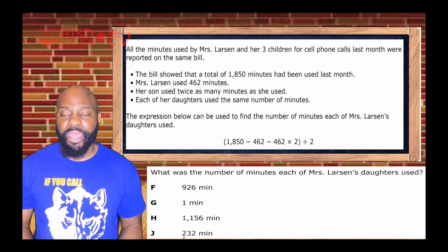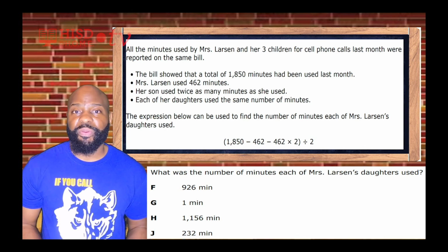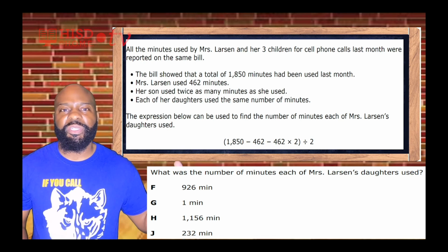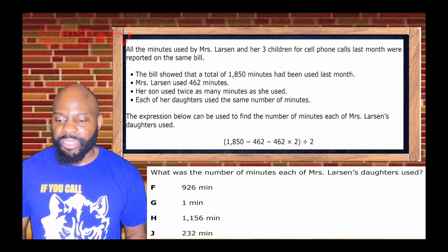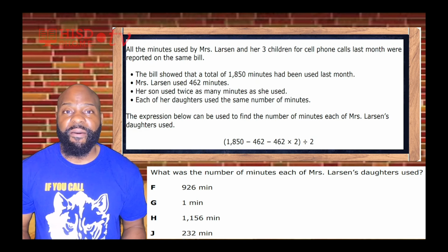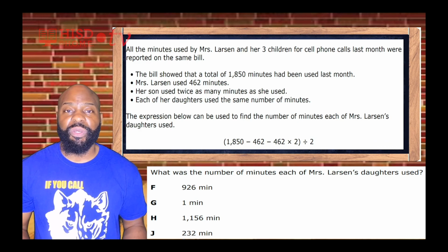All right? So now my expression reads 1,850 minus 462 minus 924. And then I'm going to put divided by 2. So I'm still working on the parentheses because I have not solved every operation in the parentheses. And now all I have is subtraction left in the parentheses. I'm just going to subtract from left to right, okay? So 1,850 minus 462 minus 924 is going to give me a difference of 464. I now have 464 divided by 2, and that gives me the answer of 232 minutes. So Miss Larson's daughters each used 232 minutes.